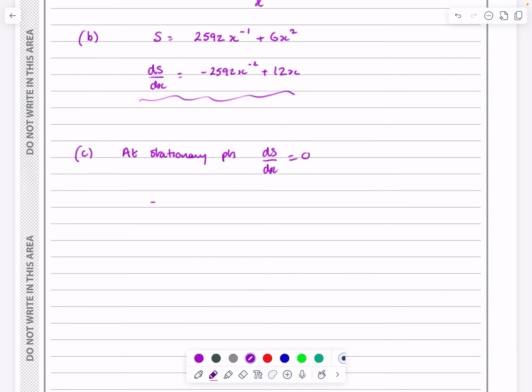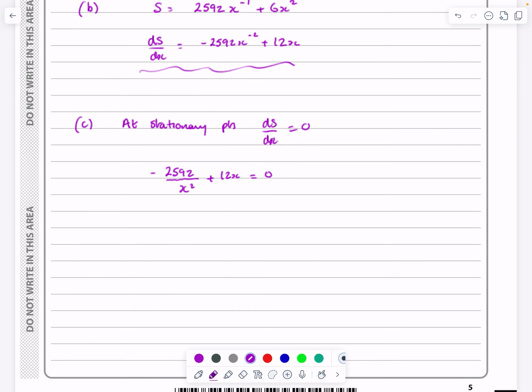So minus 2592. You can say x to the minus 2. I may as well tidy it up to over x squared plus 12x equals 0. It's really important that you know all your rules about indices. They're used a lot in the P2 questions with differentiation and integration and what have you. Yeah, so let's tidy this up and take the minus 2592 over to the other side.